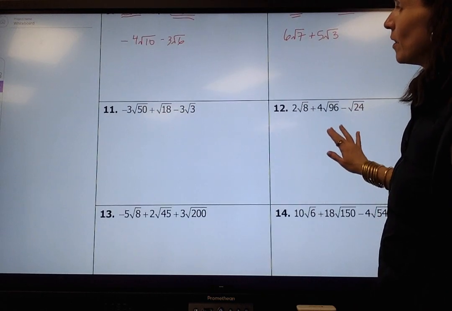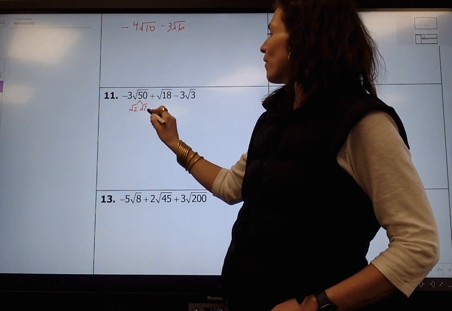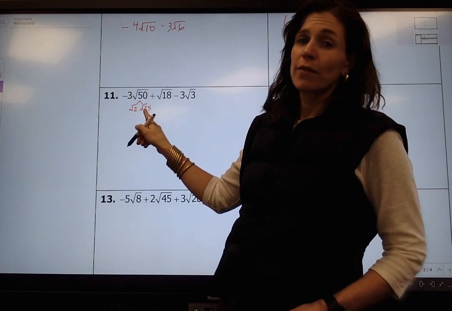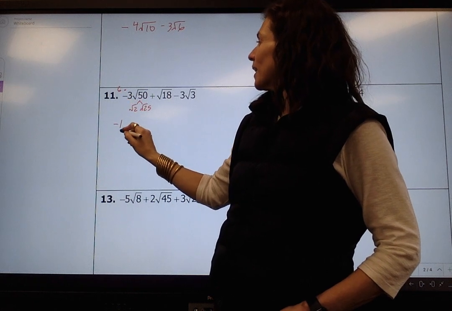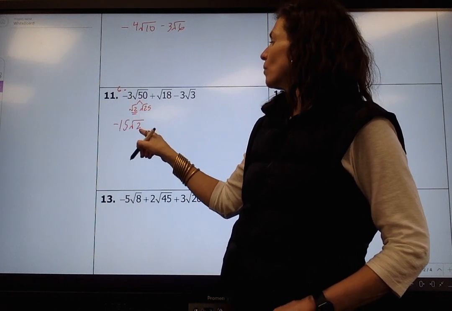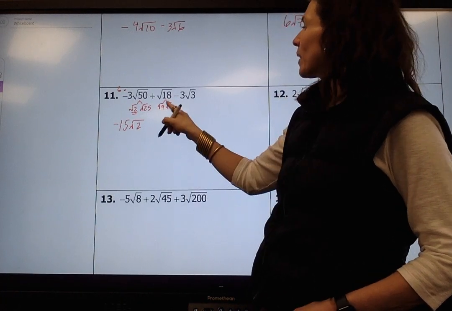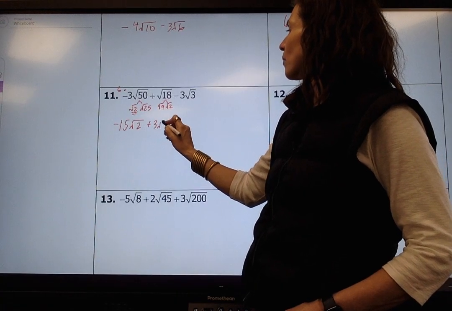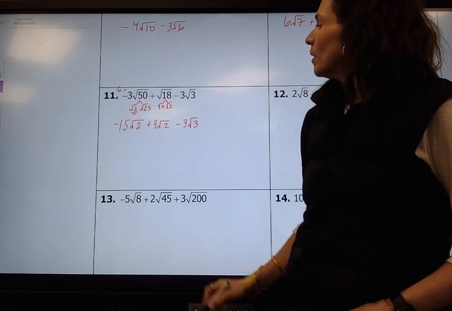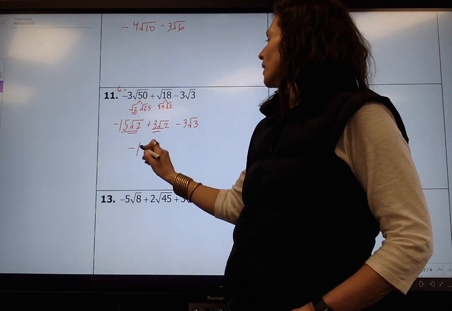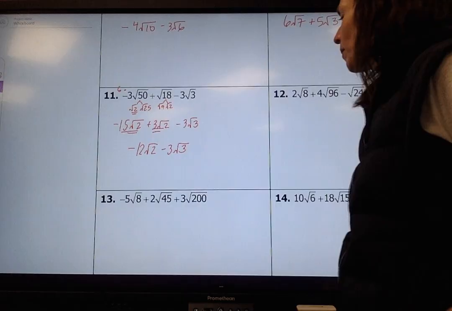All right, so if you look down at number 11, here I can do square root of 2 times square root of 25, and I recognize that the square root of 25 is 5, so I take 5 out to be multiplied with negative 3, and I get negative 15 square roots of 2 left over. The square root of 18 is square root of 9 and square root of 2, so I can simplify that to be positive 3 square roots of 2, and then I have negative 3 square roots of 3, which cannot simplify. So here I'm going to combine my like terms, and I get negative 12 square roots of 2 minus 3 square roots of 3, and that will be my final answer.